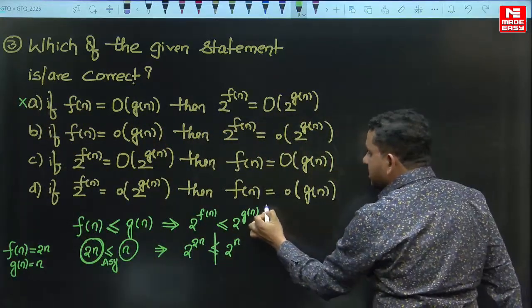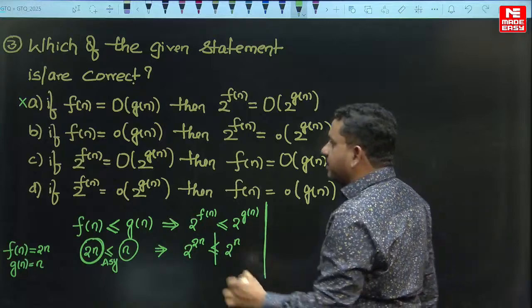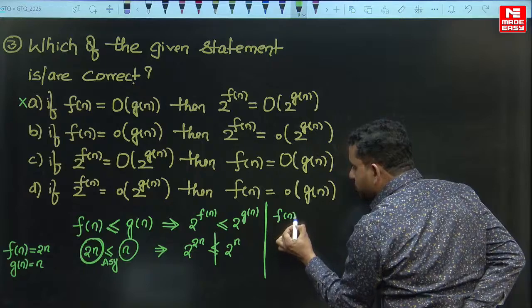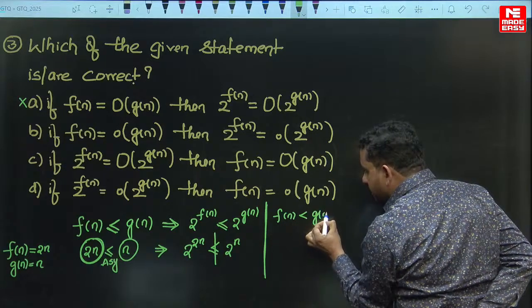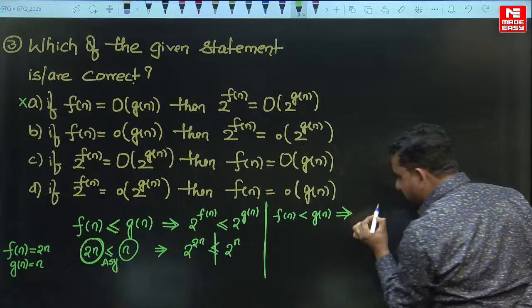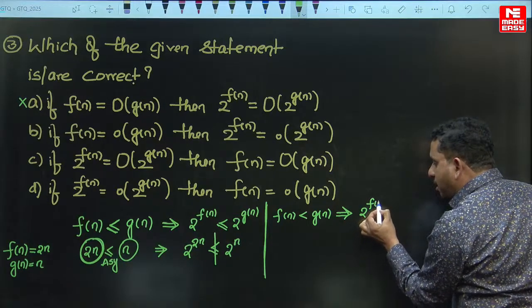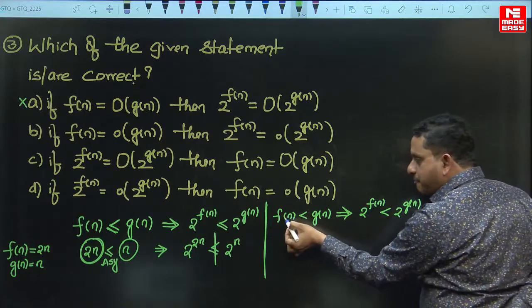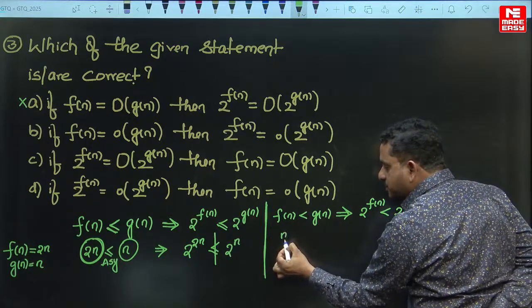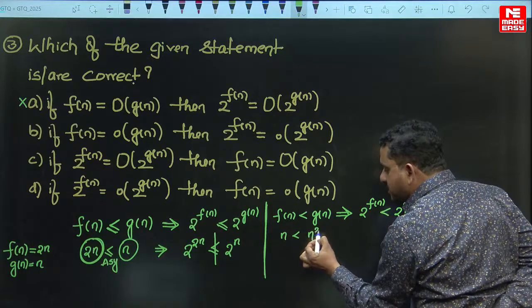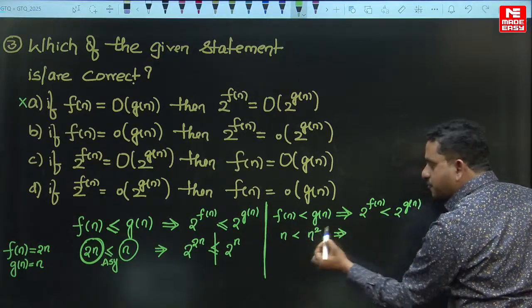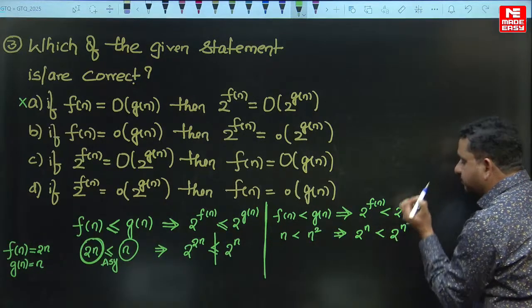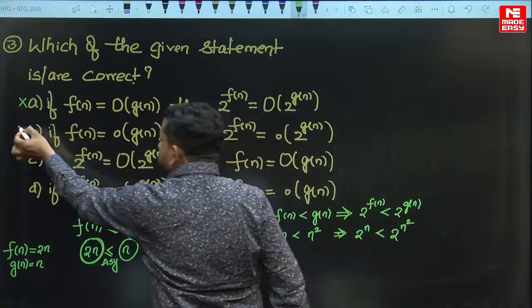Then the second statement, f of n is little o of g of n. Little o of g of n means f of n is asymptotically smaller than g of n. If f of n is asymptotically smaller than g of n, it is guaranteed that 2 power f of n is also asymptotically smaller than 2 power g of n. Assume that n is asymptotically smaller than n square, then f of n is n and g of n is n square, then 2 power n is also asymptotically smaller than 2 power n square. So the second statement is true.